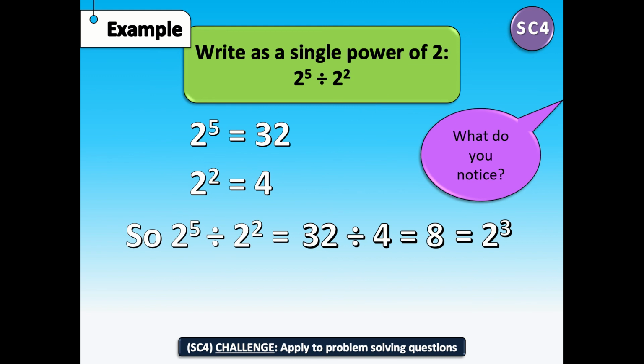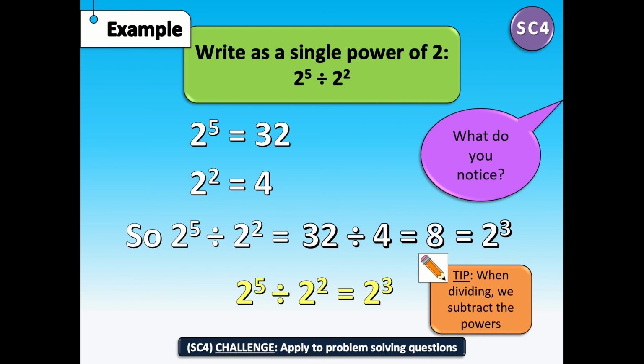So what do we notice this time? Well, if we subtract our powers, we get our answer. So 5 take away 2 is 3. So the answer is 2 to the power of 3. So when we divide, we need to subtract the powers.